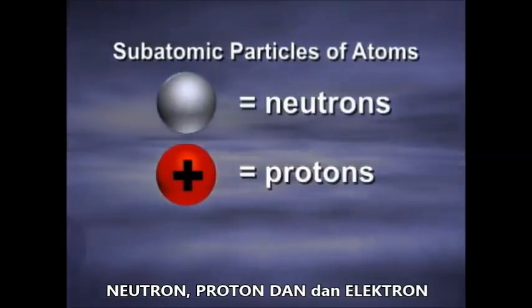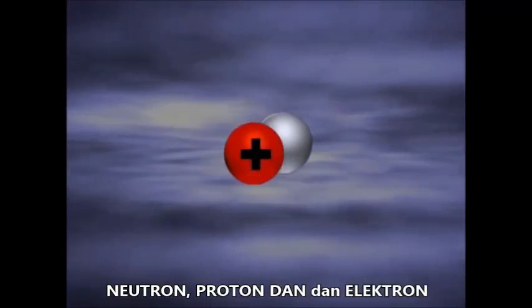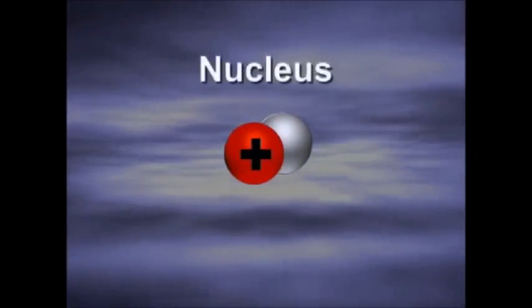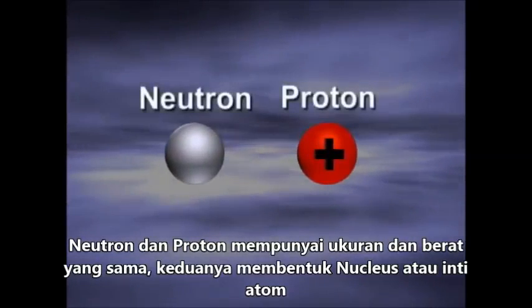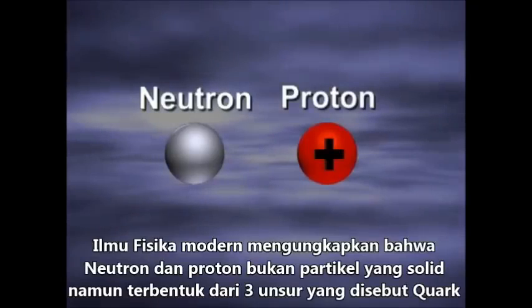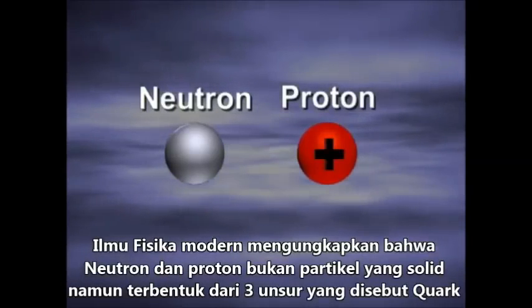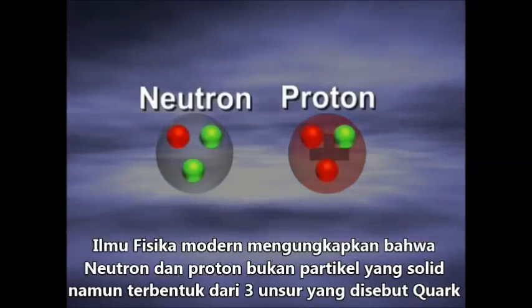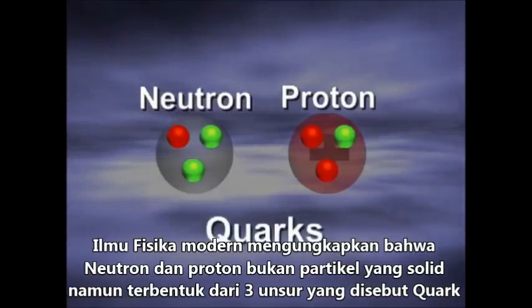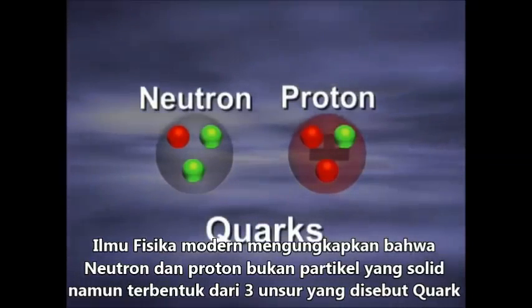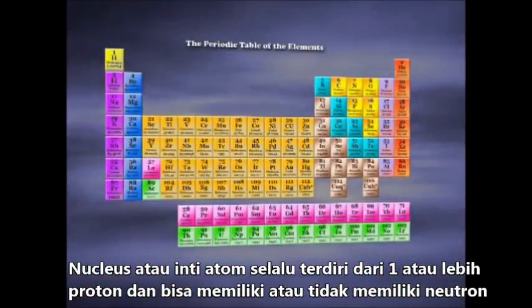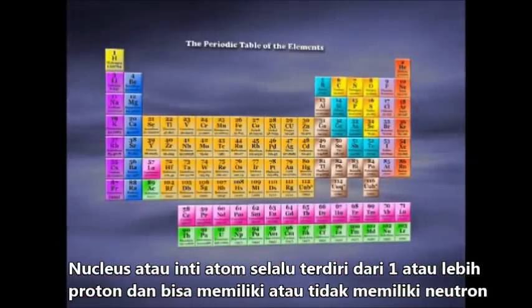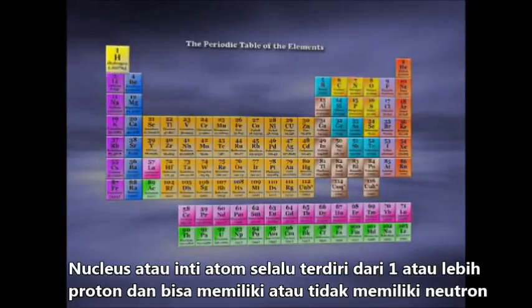neutrons, protons, and electrons. The neutrons and protons in an atom are about the same size and weight, and they form the nucleus. Modern physics has shown us that neutrons and protons are not solid particles, but rather made up of 3 subparticles called quarks. The nucleus always contains 1 or more protons, and may or may not contain neutrons.